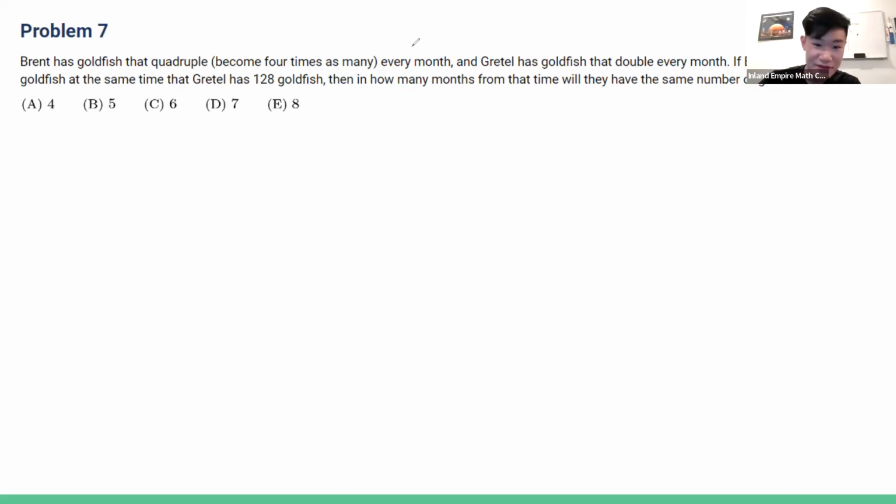Okay, so there's 2 ways that I say we could approach this. Number 1 is you could do it algebraically. So you could set up an equation for Brent's goldfish and an equation for Gretzel's goldfish, and then set them equal to each other. But that is a little bit advanced. I'm not sure if all of you have gotten to that yet. So we're going to take a simpler method, actually. I'm just going to draw a table.